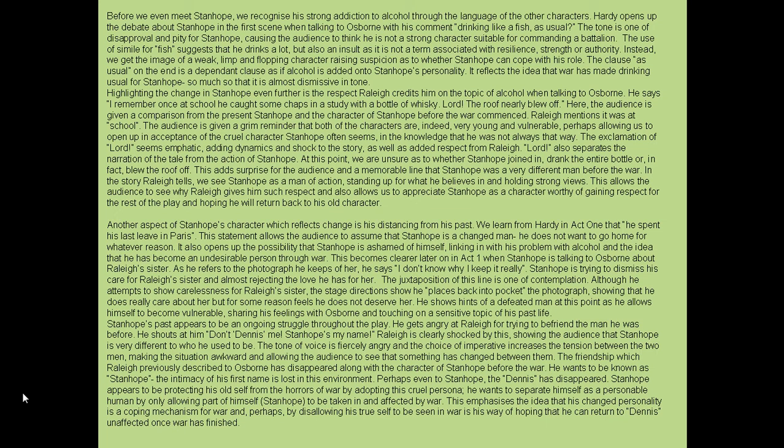This adds surprise for the audience and a memorable line that Stanhope was a very different man before the war. In the story Raleigh tells, we see Stanhope as a man of action, standing up for what he believes in and holding strong views. This allows the audience to see why Raleigh gives him such respect and also allows for appreciating Stanhope as a character, while gaining respect for him for the rest of the play and hoping he will return back to his old character.